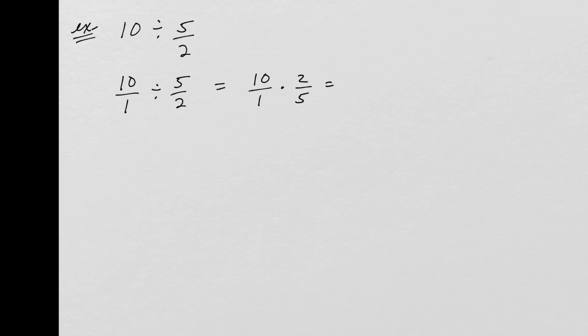So it looks like 5 goes into 5 once, and it goes into 10 2 times. So now if I multiply numerators, 2 times 2 is 4, and denominators, 1 times 1 is 1, so this is simply equal to 4. So 10 divided by 5/2 is really just equal to 4.